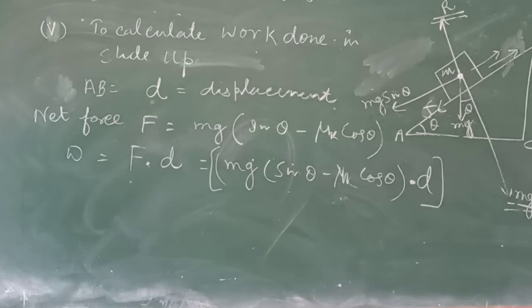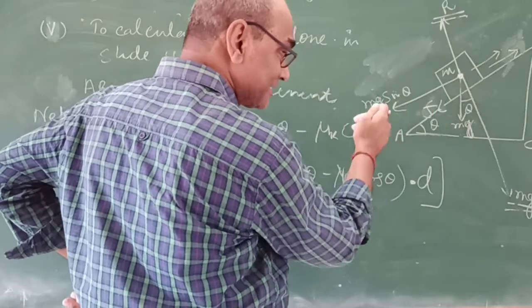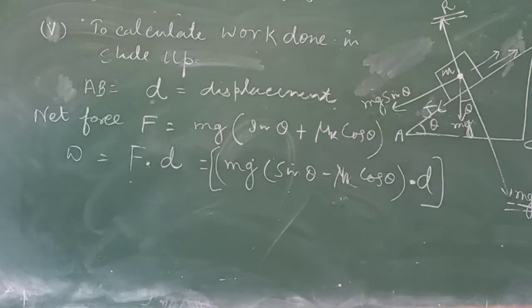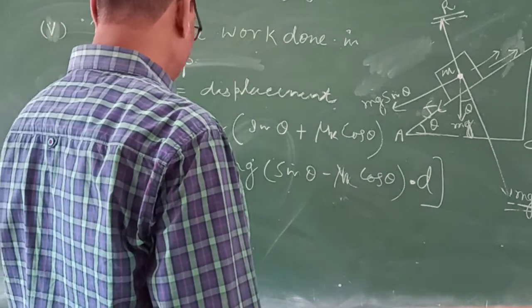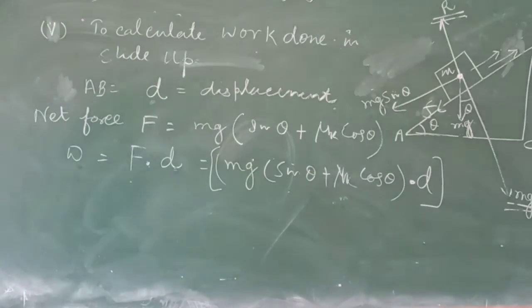Therefore, the net force acting on the block, force of friction and mg sin theta, both are in the same direction. Therefore, the resultant force acting on the block is F equal to mg sin theta plus mu k cos theta. Therefore, work done is equal to force into displacement. We have the value of force and the value of displacement. Therefore, we write mg sin theta plus mu k cos theta into d. Is it clear?